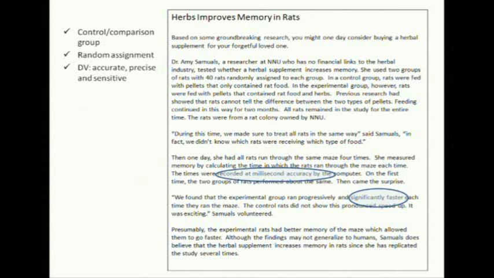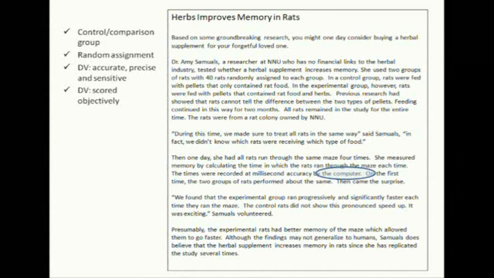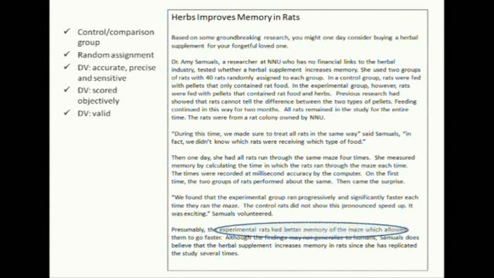Not now, Amy. The dependent variable should also be scored objectively. Here, a computer measured the running times, which is very objective, because it doesn't require any human judgment. The dependent variable should also be valid. The time to run a maze is a valid measure of memory in rats.